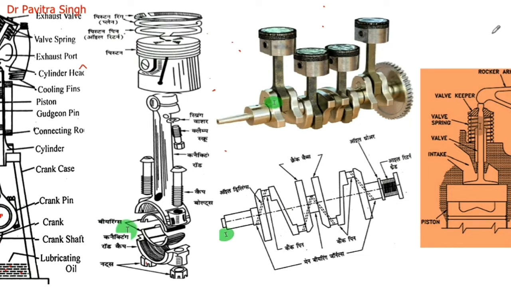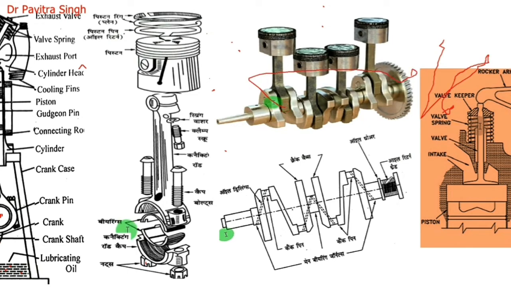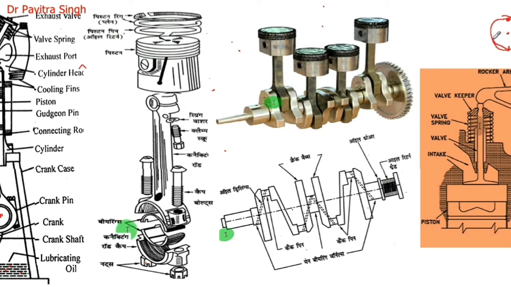There is a 360-degree angle in one revolution. Suppose it starts from here. In one stroke, if a piston goes down from TDC to BDC, then this crank will rotate from here to here, meaning 180 degrees. Again the piston moves from BDC to TDC, then it will move the next 180. So this will be one revolution of this crankshaft.